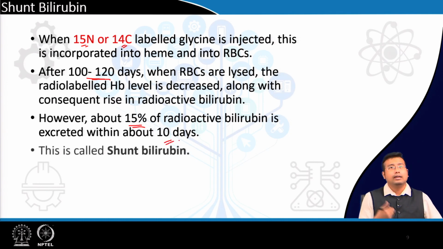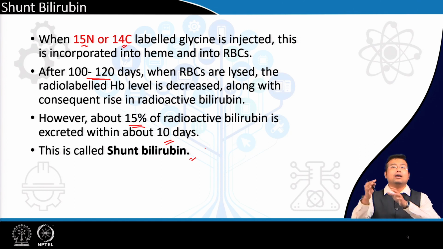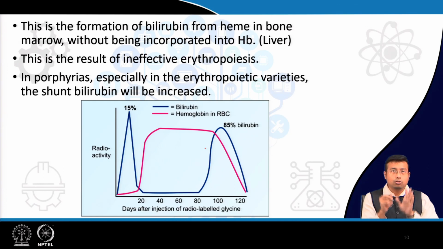Why does that happen? This fraction is actually known as shunt bilirubin, right. That is bilirubin that is excreted without being incorporated into the RBC. This is actually happening due to ineffective erythropoiesis, that is, RBC formation or heme formation is defective.